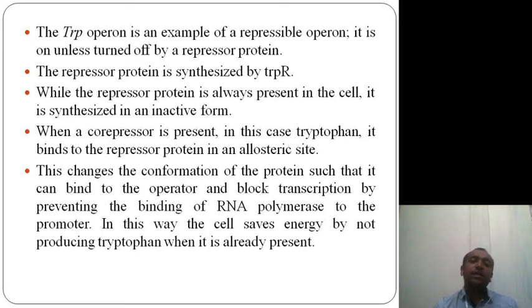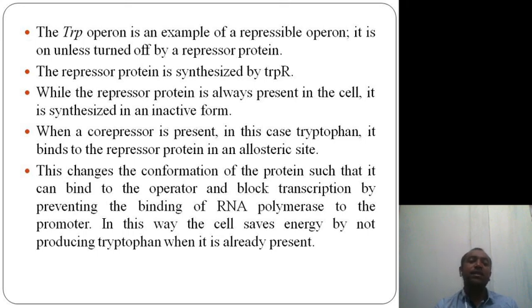Now when a co-repressor is present, in this case tryptophan, it binds to the repressor protein at the allosteric site. So what is an allosteric site? Basically, these are sites where a molecule can come and bind. In this case it is the tryptophan which comes and binds to the repressor protein. So this brings about a conformational change of the protein such that it can bind to the operator and block transcription by preventing the binding of RNA polymerase to the promoter. In this way, the cell saves energy by not producing tryptophan when it is already present.